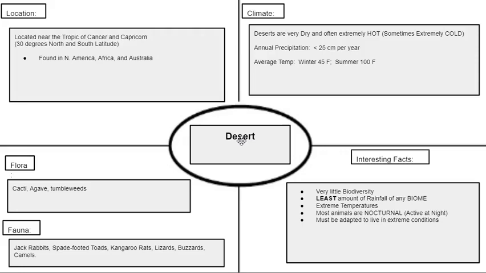So remember, for our location, what is most important is to note that the deserts are located near the Tropic of Cancer and the Tropic of Capricorn. And they are mostly going to be found in North America, Africa, and Australia.